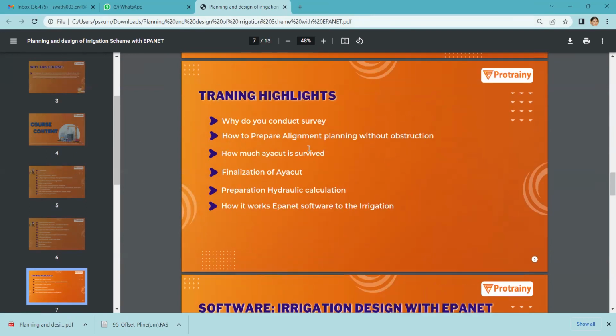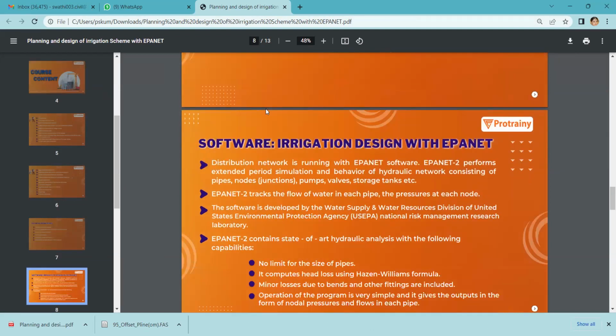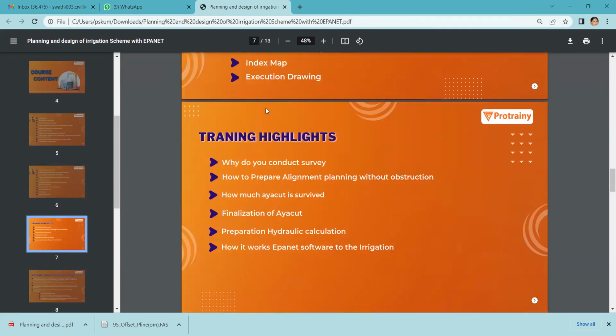Okay, what do we learn in the training? First of all, why do we conduct the survey? Without the survey, we don't understand what the area is, how the I cut is considered.